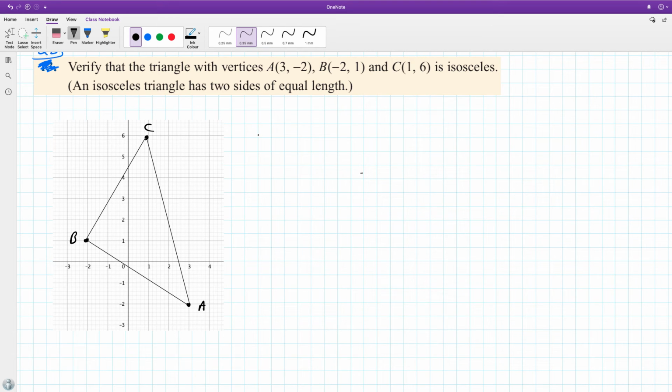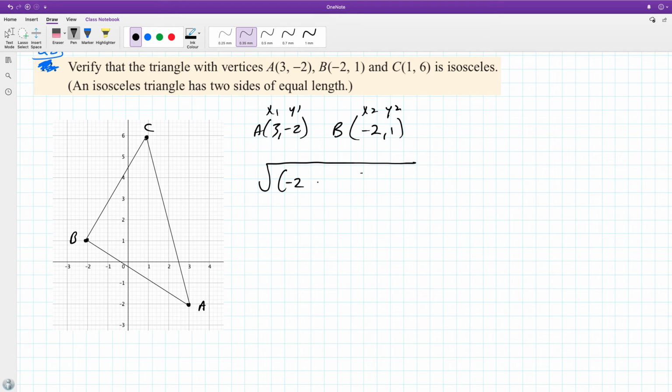So, B to A. A is the point 3, minus 2, which is x1, y1, and B is the point minus 2, 1, which is x2, y2. That is the square root of x2 minus x1, so minus 5 to be squared, plus y2 minus y1, which is 1 minus minus 2, plus 3 to be squared. And that is root 34. Anyone get that?